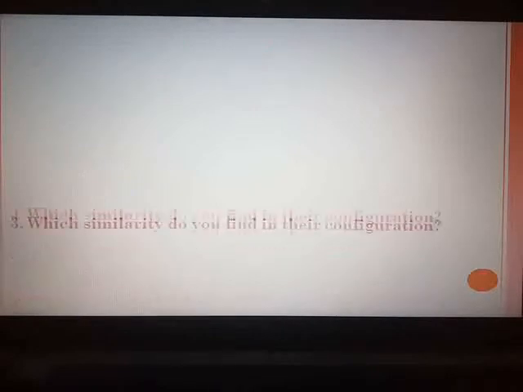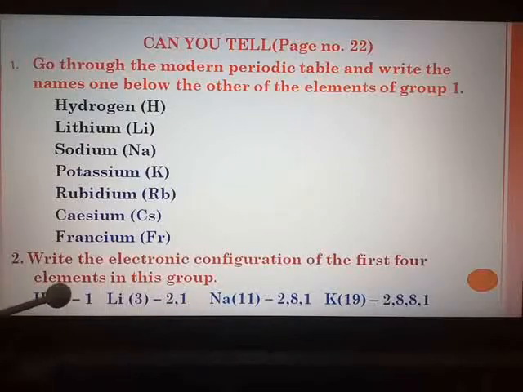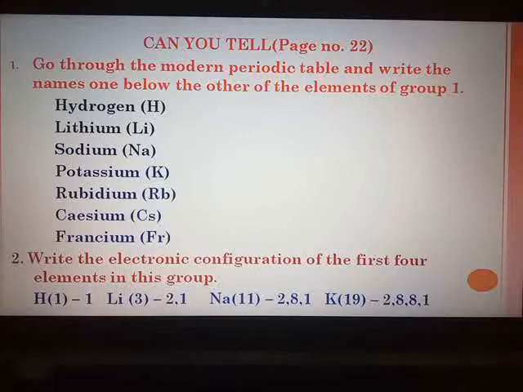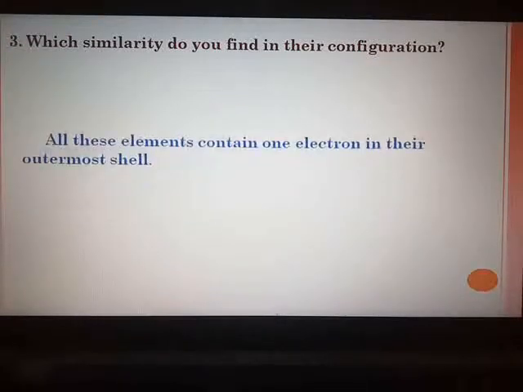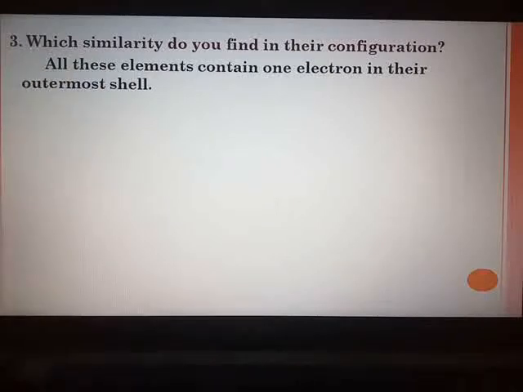Next, third question. Which similarity do you find in their configuration? What similarity you can see here? You can see that in the outermost shell of each element there is only one valence electron. So that is the similarity. All these elements contain one electron in their outermost shell.